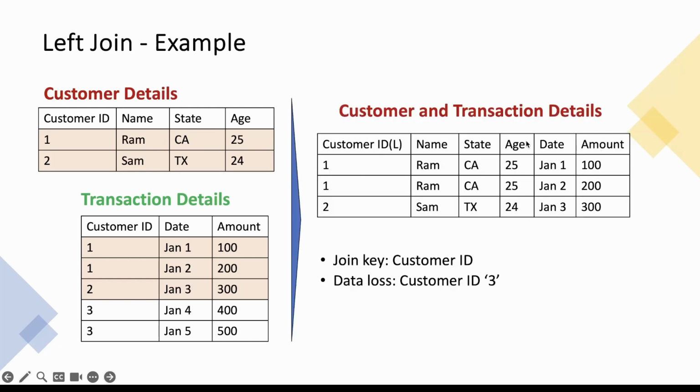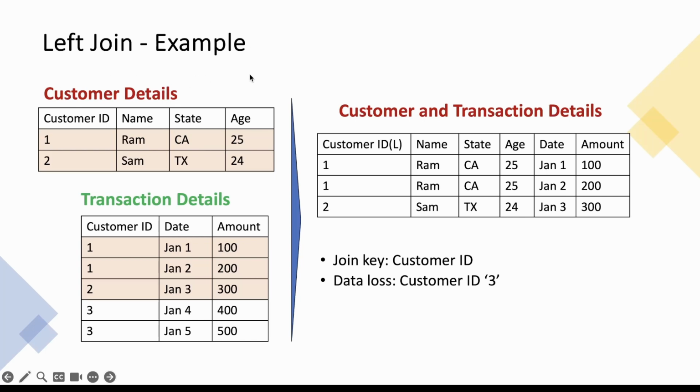So you have all of the variables being present here. You have customer ID, name, state, age, date, and amount. But as you can see, as a part of the output, you only have details for customer ID 1 and customer ID 2. You don't have any information for customer ID 3. So you can say that this will be a data loss, where you have lost the information for customer ID 3.